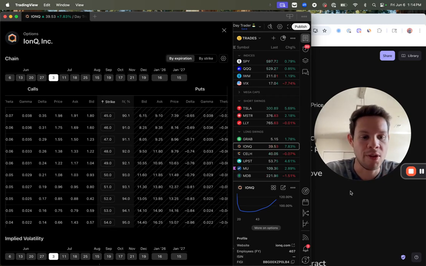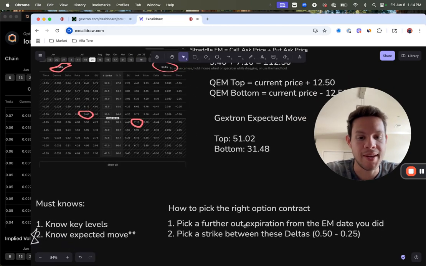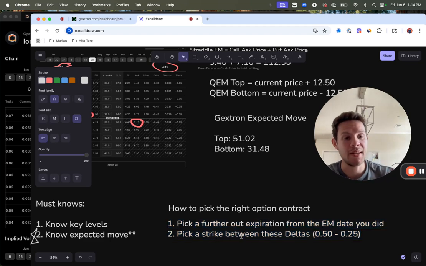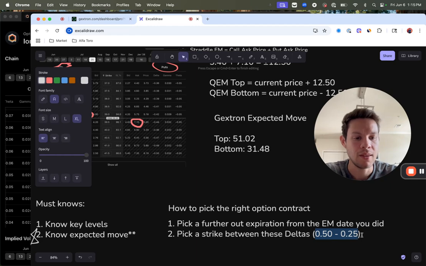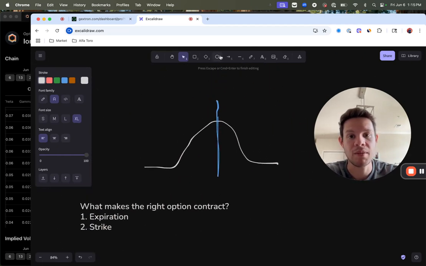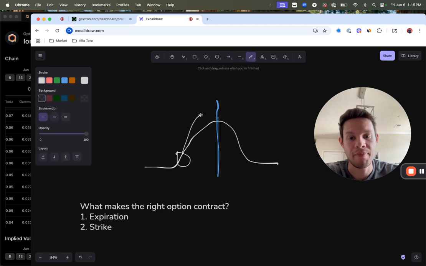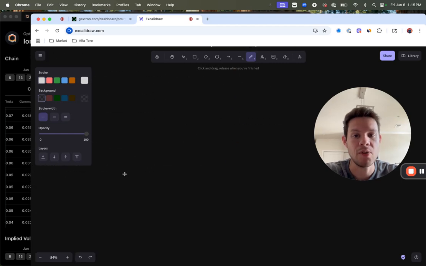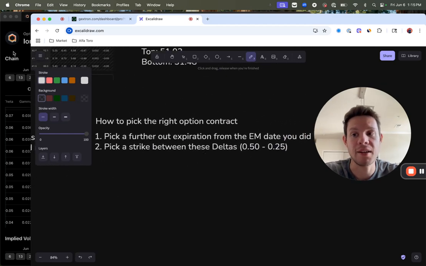But I'm going to give you one more thing to know. When you're picking the right option contract and you want the highest probability, whether it's for puts or calls, you want to pick a strike between these deltas, 50 and 25. These are the highest probability strike deltas to get you out of the money and into the money. So you can take advantage of this ramp up. If you're too low, it's too little gamma to make any significant type of money. So now you know: 50 to 25 delta.